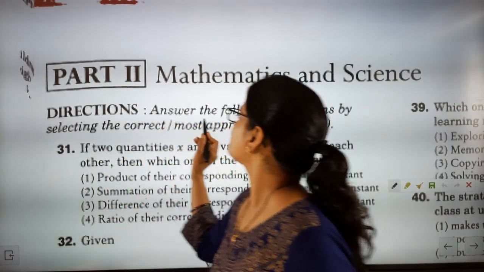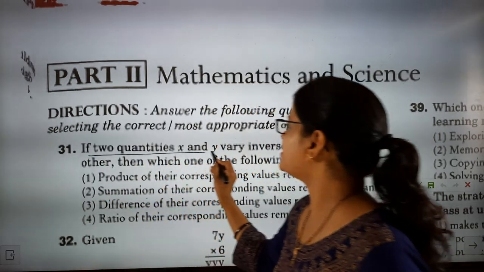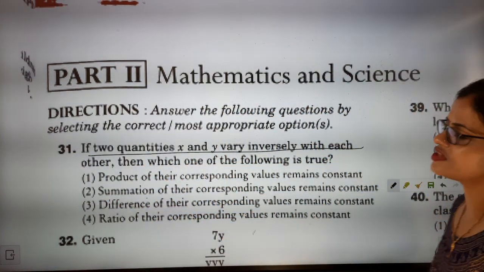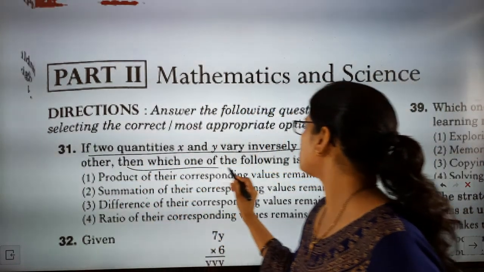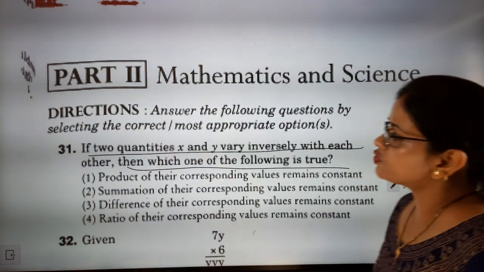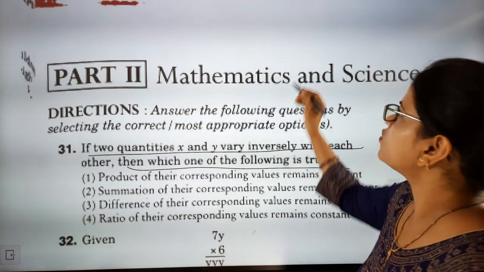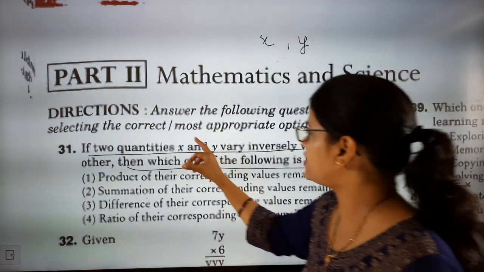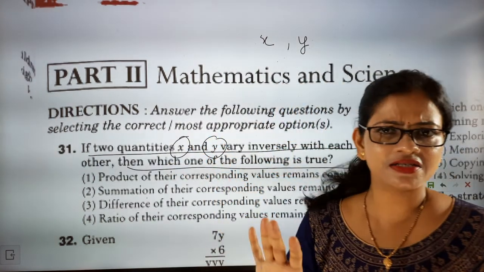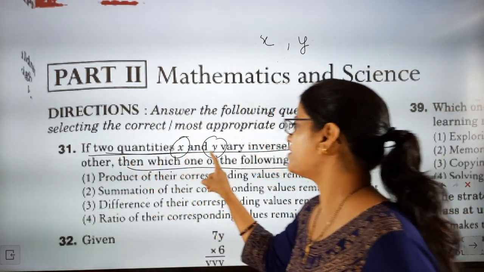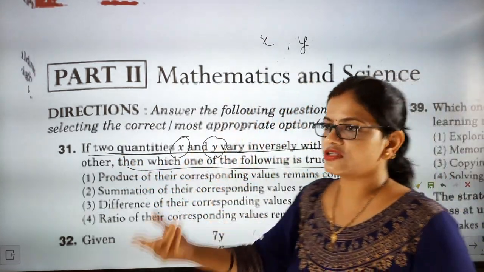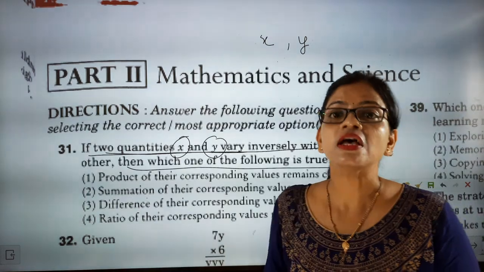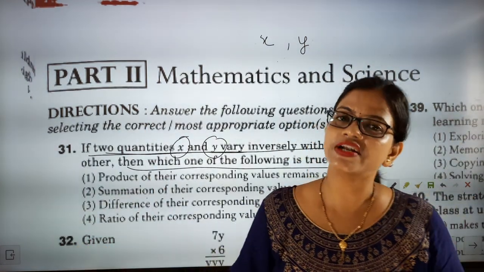First question is: if two quantities x and y vary inversely with each other, then which one of the following is correct? So two quantities are there. We don't know what those quantities are, and nothing else is given. What they are telling is that two quantities x and y vary inversely. Vary inversely means if one is increasing, another one is decreasing.